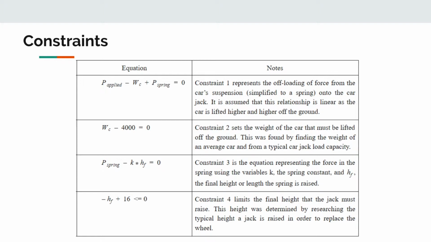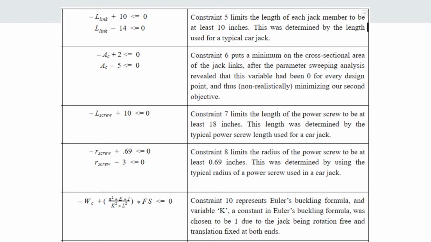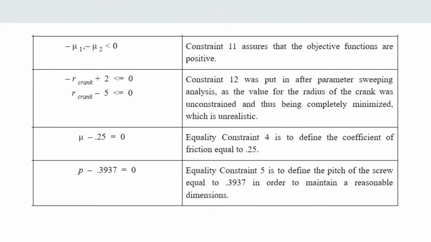Continuing on with some of our constraints, we have different lengths, areas, and radii that are bounded that we found numerical values for during our literature review. Finally on this page, we have Euler's buckling formula, which will have to do with the strength of the car jack. Finally, we have some more constraints to make sure our objective function is positive, some more constraints on the length of the radius, and then finally some equality constraints that defines the coefficient of friction and also the pitch of the screw.